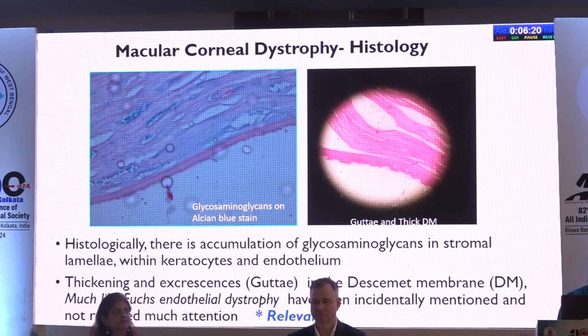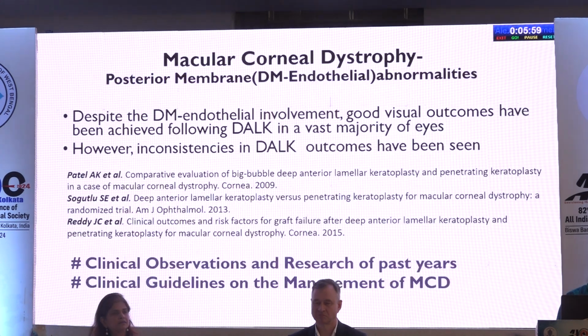Looking into histology, it shows accumulation of glycosaminoglycans in the stromal lamellae, within keratocytes and endothelium. But apart from this, there's also thickening and excrescences or guttae in the Descemet's membrane, much like what is seen in Fuchs endothelial dystrophy. These have been mentioned earlier incidentally, but have not received much attention, and this is a very important point of great relevance in the management.